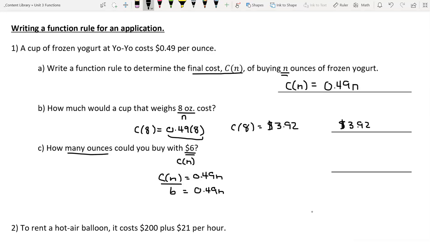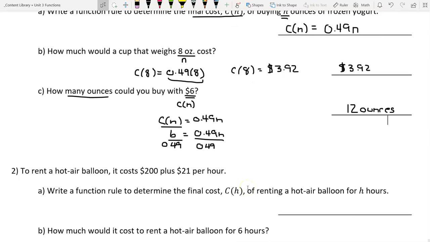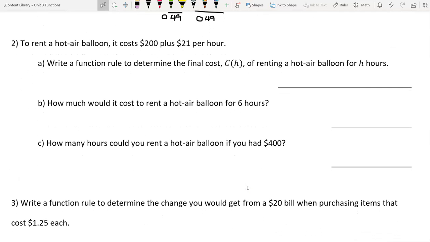You have to look at what it's talking about. Here I was talking about ounces, so it went in for n. Here I'm talking about cost, so it is being set equal to the type of equation, okay? And then divide. So this is more algebra based, and I got that it equals 12 ounces. Okay? So we're going to try it again, writing an equation and then using the equation.